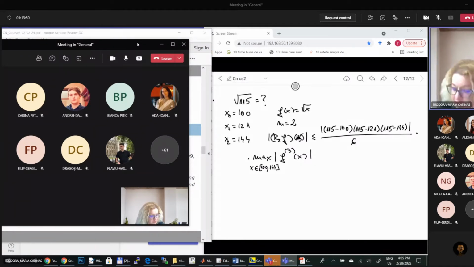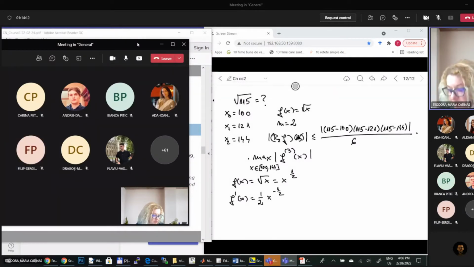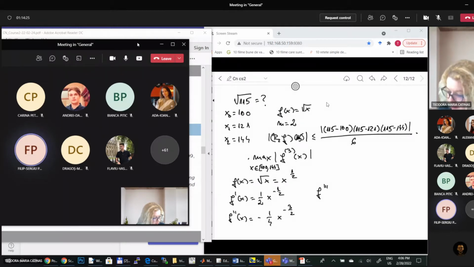So the function is square root of x, x to 1 over 2. The first derivative is equal to how much? 1 over 2 x to the power minus 1 over 2. Right. Second derivative: minus 1 over 4 x to the power minus 3 over 2. Right, and we need another one: 3 over 8 x to the power minus 5 over 2. Right.